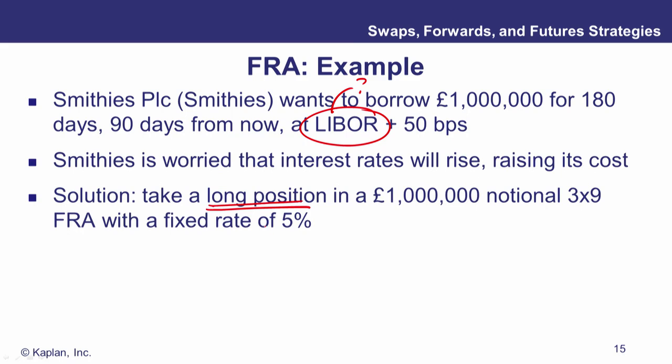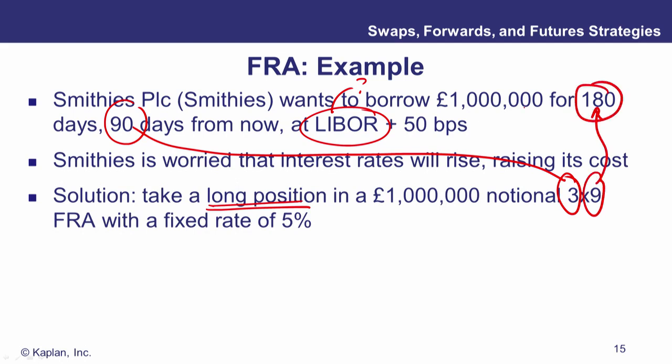Obviously, the FRA is going to expire 90 days from now. That's 3 months from now. And we want the relevant loan period to be 180 days. That's 6 months. So this is a 3x9 FRA, and the fixed rate, we're told, is 5% when we enter the FRA at time 0. If rates evolve to be higher than 5%, then the long FRA will get paid, and that payoff will compensate Smithies for the extra cost of borrowing that they're going to have to pay for their loan.